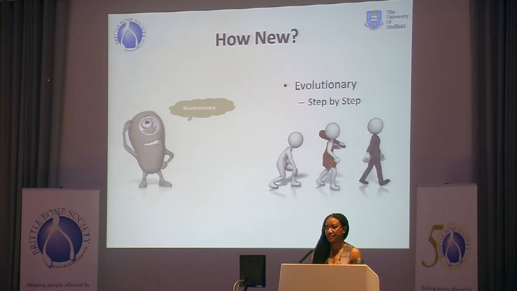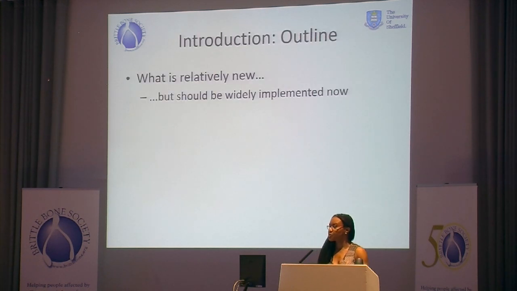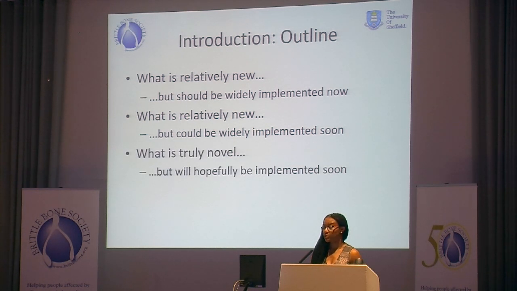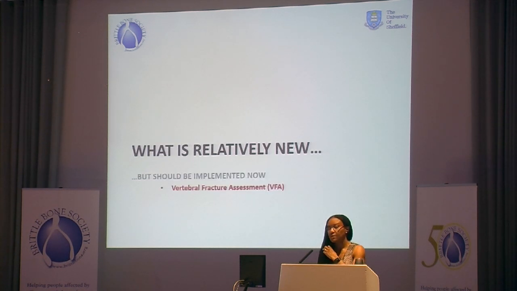It's not really fantastic. And so there are three sort of categories. What is relatively new, but should be implemented now if it's not being. What is relatively new but could be widely implemented very soon. By soon I mean sort of 5 to 10 years. And what is truly novel, hopefully will succeed and be implemented again pretty soon, 5 to 10 years. So the first thing we'll look at is vertebral fracture assessment. It's not new in adults, but it certainly is new to the pediatric world.